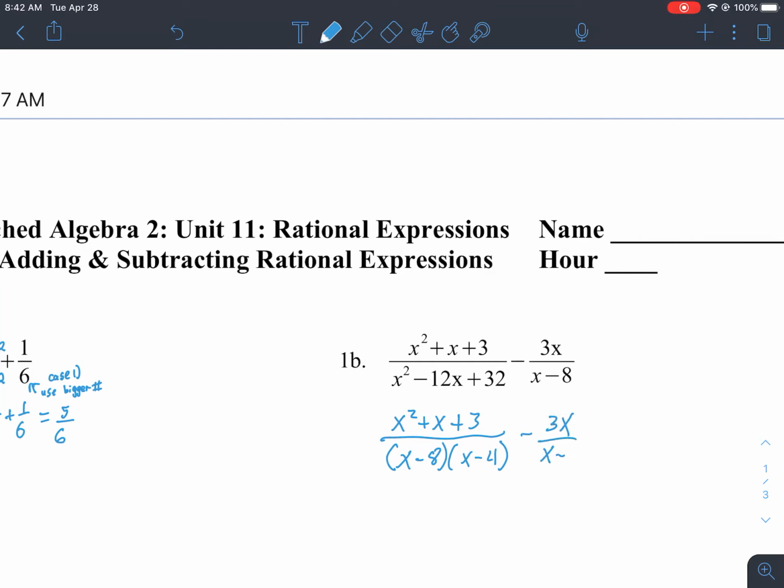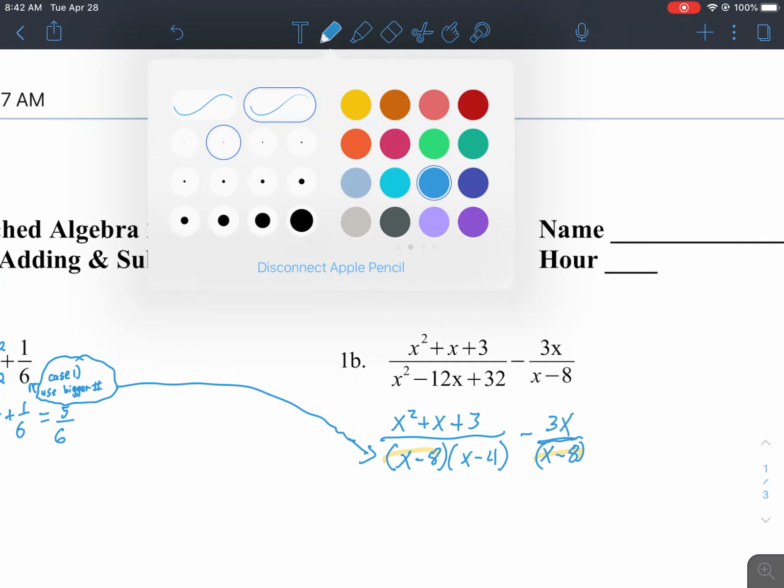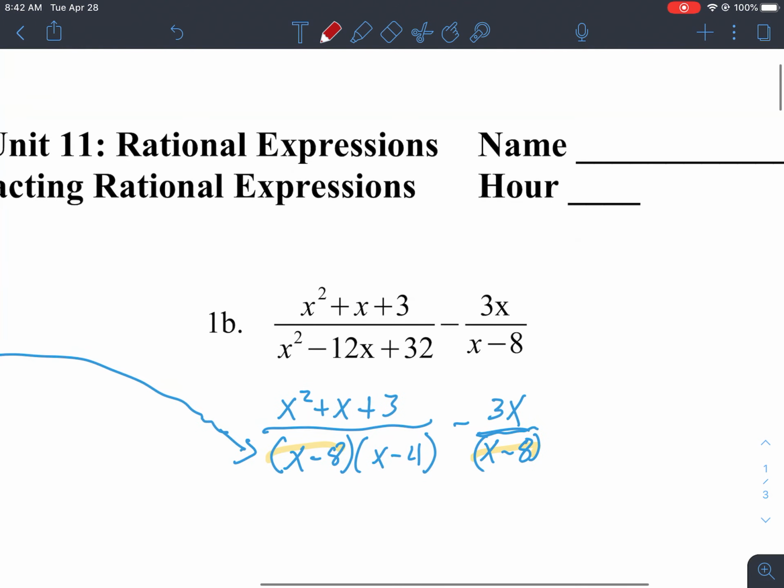The right side, I will put in parentheses for emphasis, not necessity. Okay, so this is the bigger one. Case 1, use the bigger number. So this is case 1 where we can use the bigger number. So see, this is already in common. What we need on the right side is an x minus 4. And then we will have the same denominator.